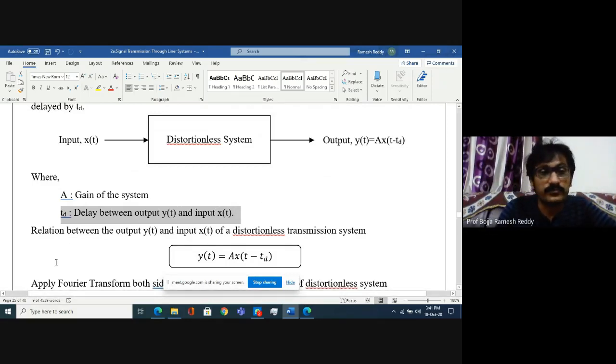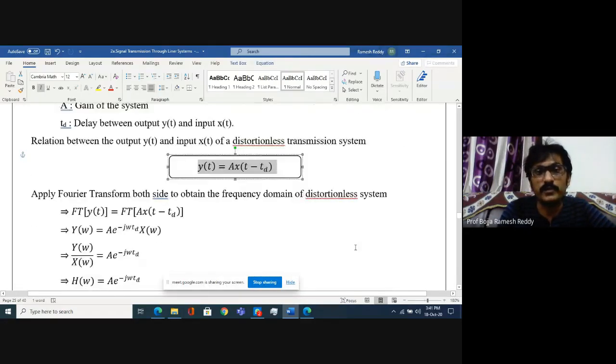Now, the relation between output y of t and input x of t of a distortionless communication system is y of t is equal to a into x of t minus td. That is the time domain characteristics of a distortionless communication system. Now to obtain frequency domain, for the analysis purpose, we need both time domain and frequency domain analysis.